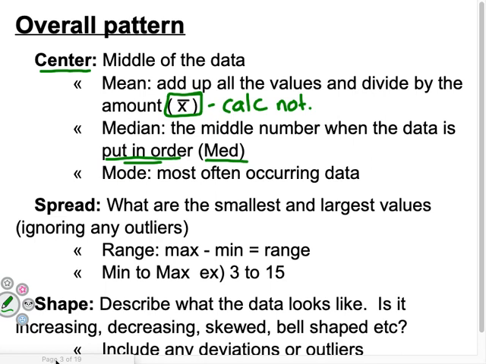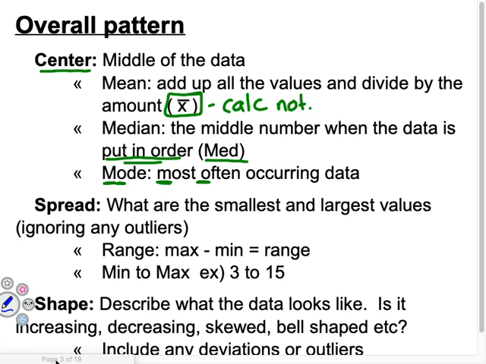And our third one, not used as often, but it is used, is called our mode, and it is the one that happens the most often. If we struggle with remembering that, MO, mode, happens most often. So that's our first thing, called center. Our second one here is called spread.